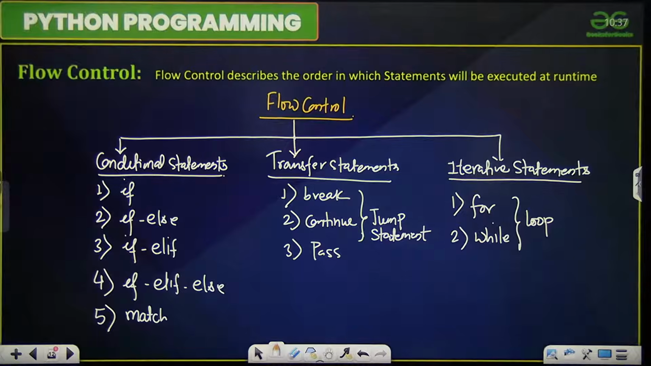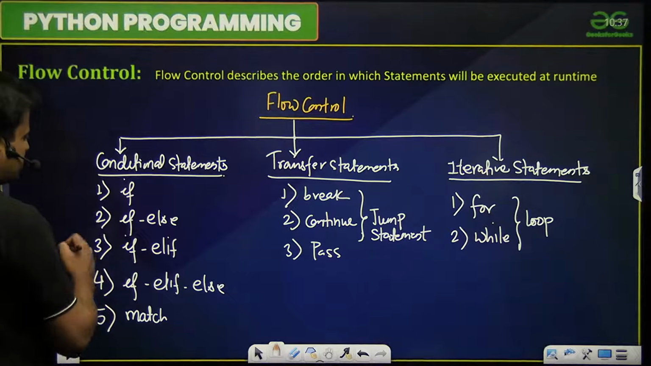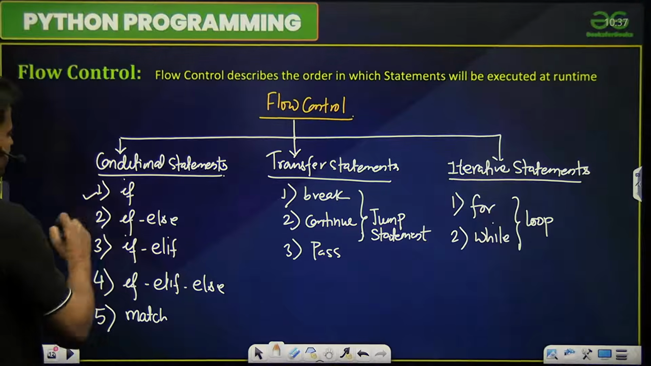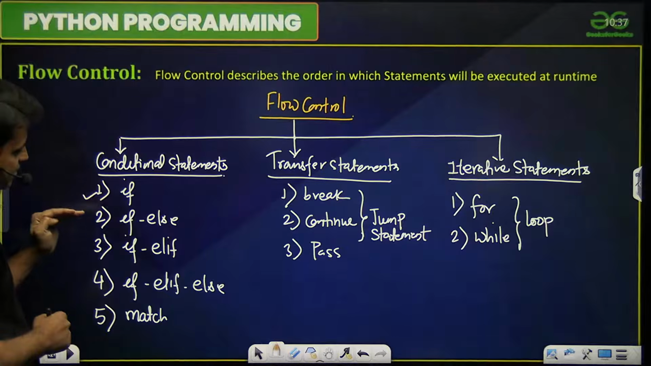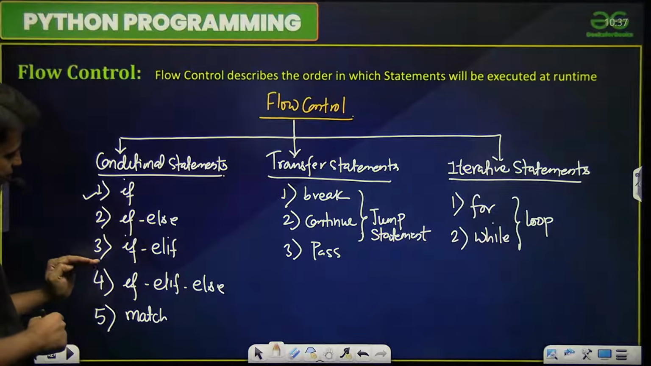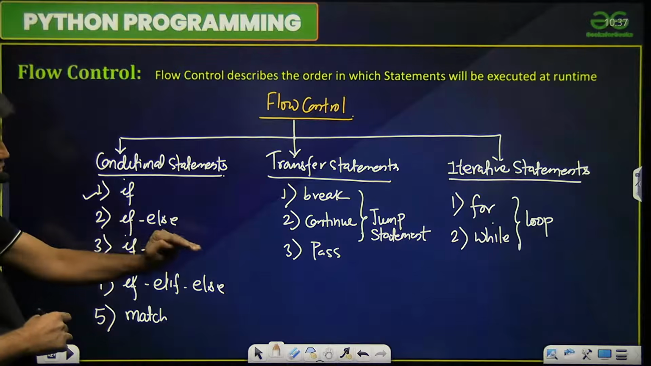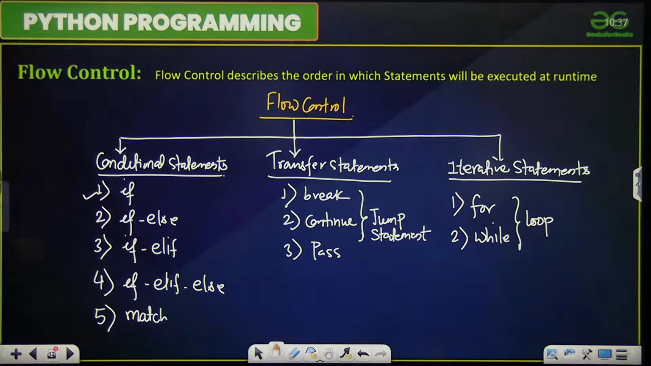Okay. So let's first discuss, sir, if. In this order, we will complete this flow control: if, elif, else, if else, if elif else, match, break, continue, pass, for and while loop. Okay.